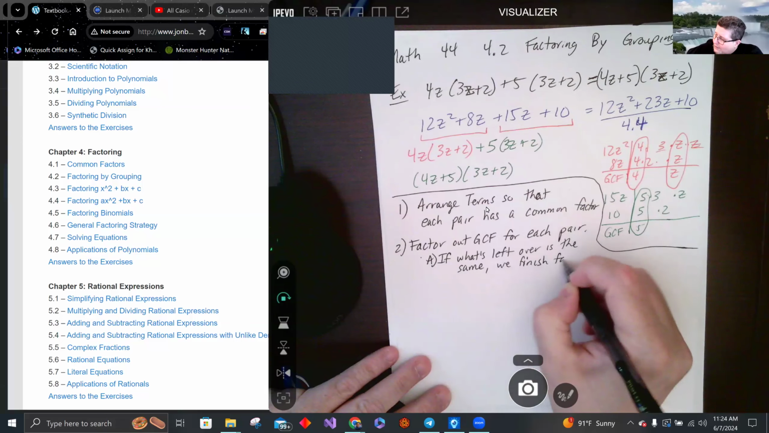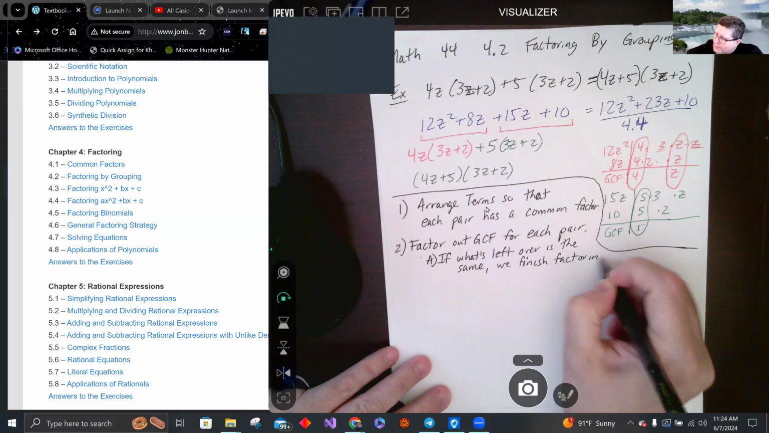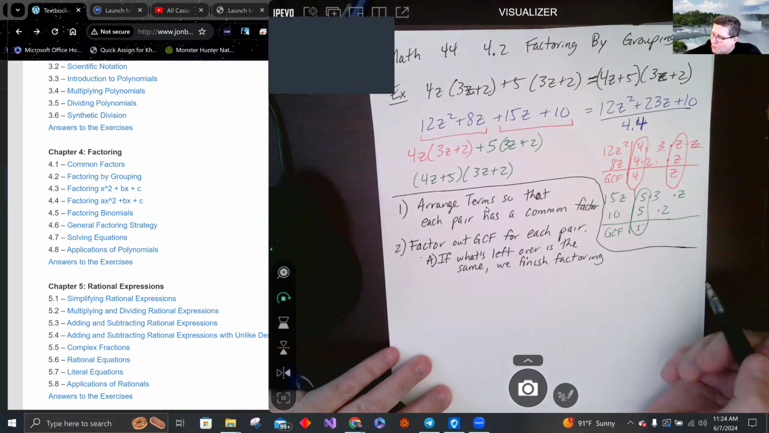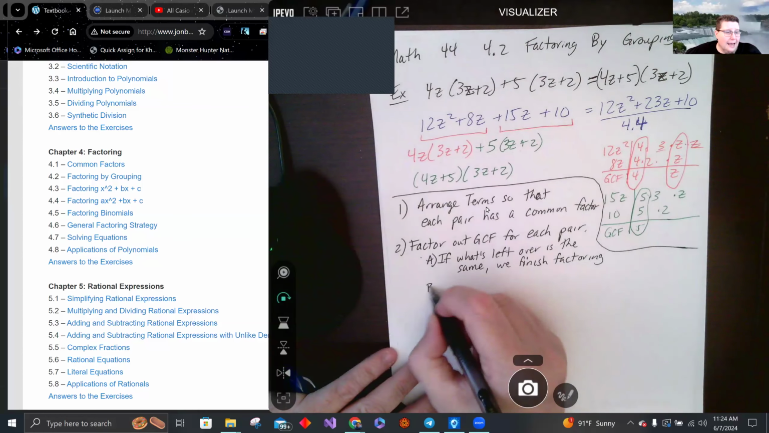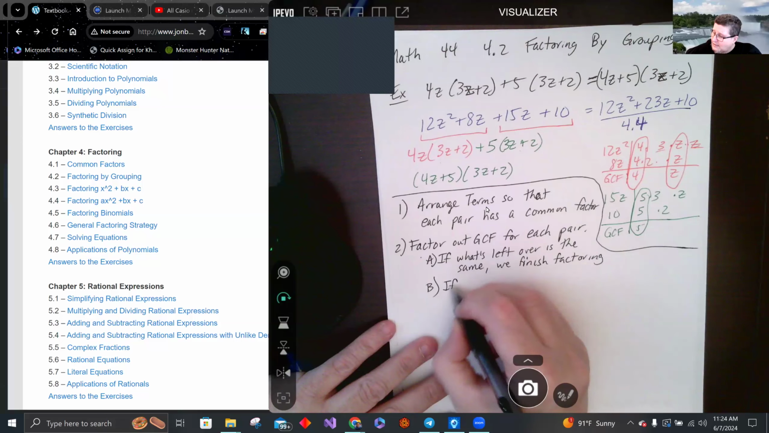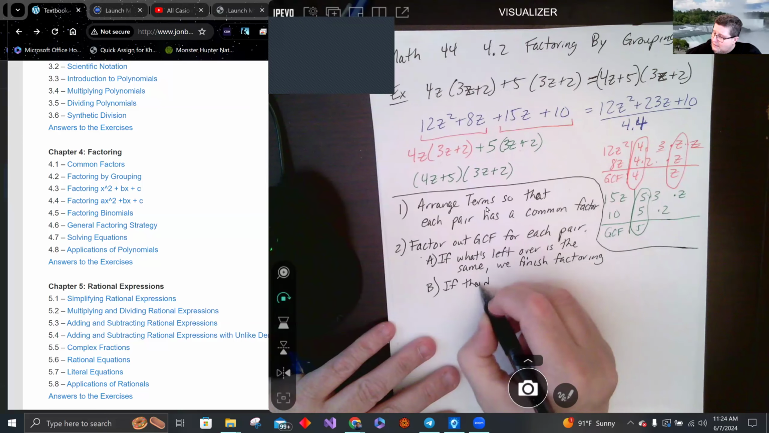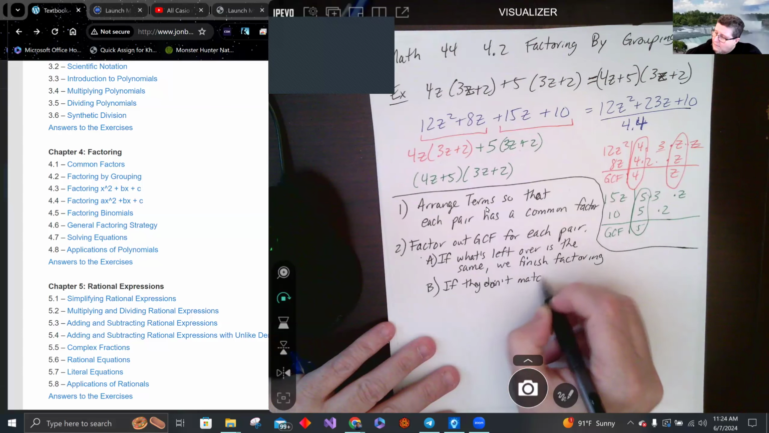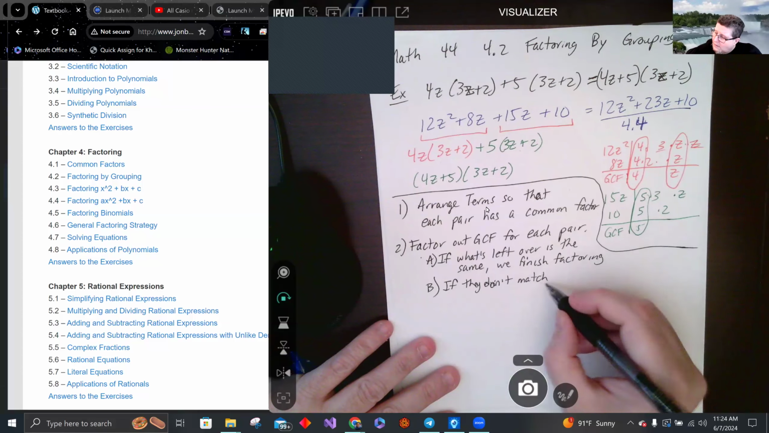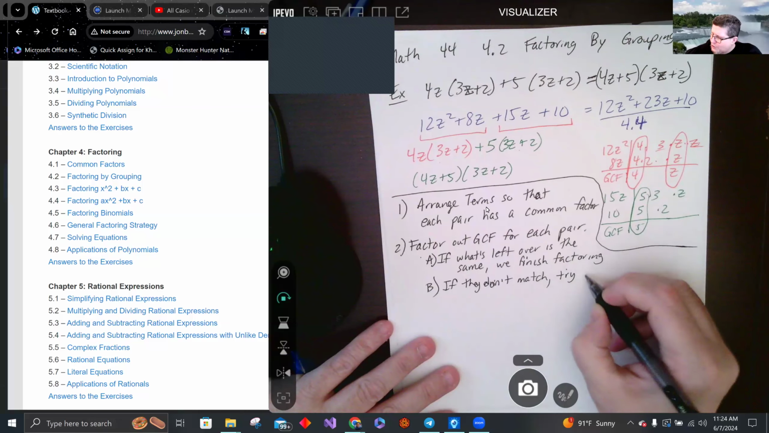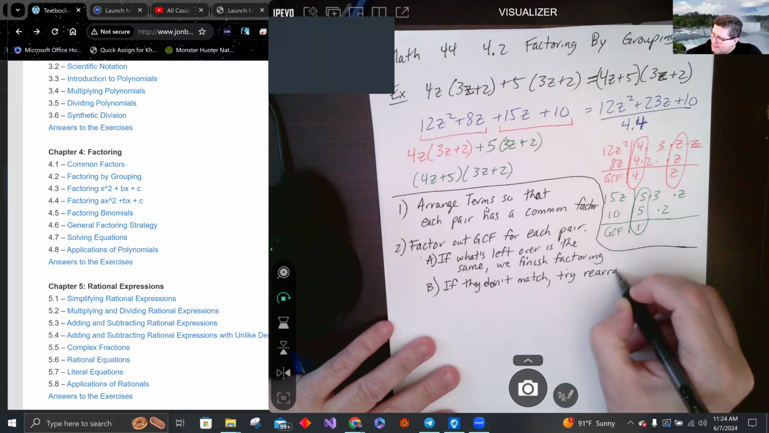Like we did up here. We pulled out the 3z plus 2 because it was the same for both of them, and so we're able to finish factoring. And if they don't match, try a different pair. Try rearranging. Sometimes that helps.